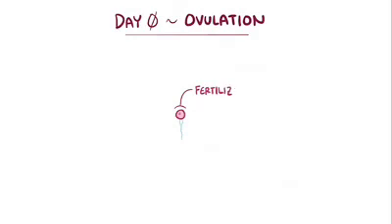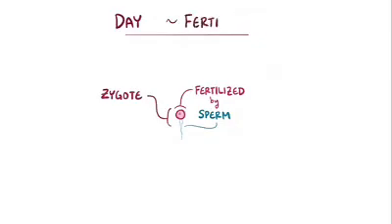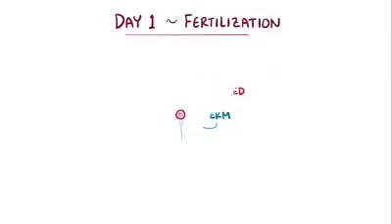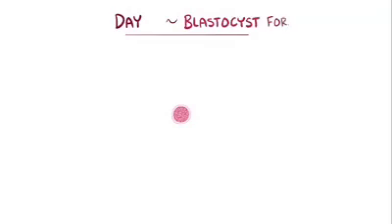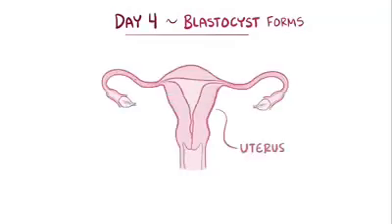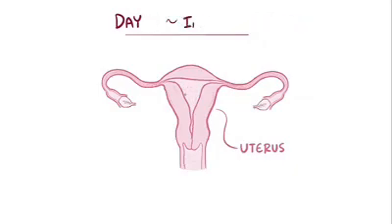Normally, the egg gets fertilized by a sperm within 12 to 24 hours. At that point, it forms the zygote. So let's say that fertilization happens a day later on day 1. Almost right away, cells start to divide over and over, until there's a ball of cells called the blastocyst on day 4. The blastocyst typically floats around inside the uterus for another day before it finds a specific spot to implant itself on day 5.